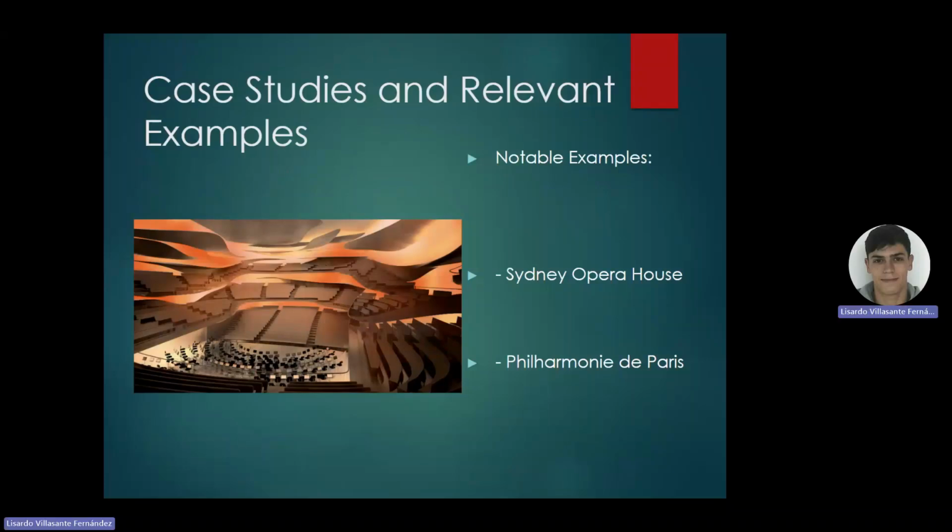Another example is the Philharmonie de Paris, a contemporary shell structure that also faced its own set of challenges during construction and continues to require careful maintenance. The complex shapes and materials used in the Philharmonie de Paris are a prime example of how modern shell structures can push the boundaries of architecture and engineering while also presenting significant maintenance challenges. This case study highlights the importance of innovation and precision engineering in the construction and maintenance of shell structures. They also demonstrate the ongoing commitment required to maintain these structures and ensure their continued safety and functionality.